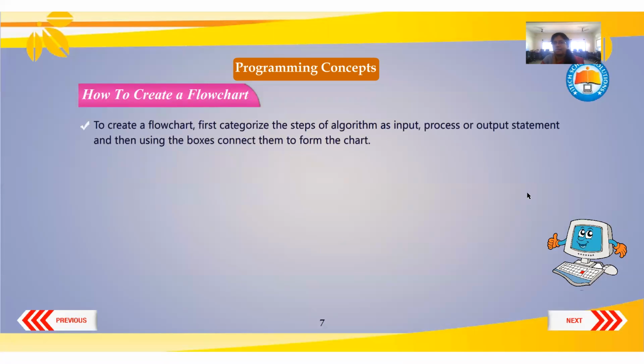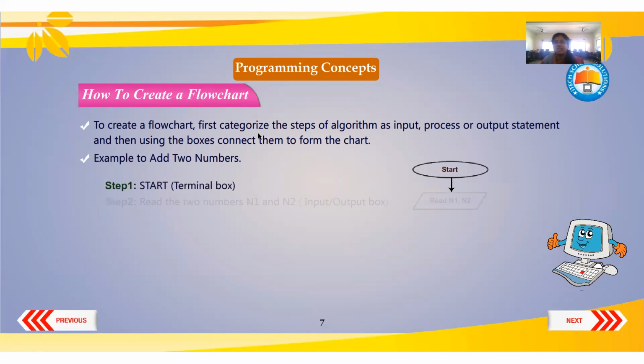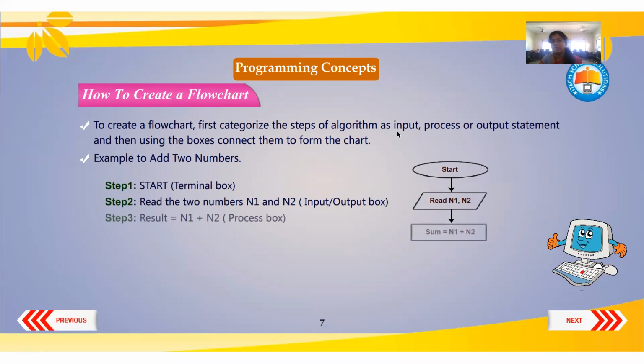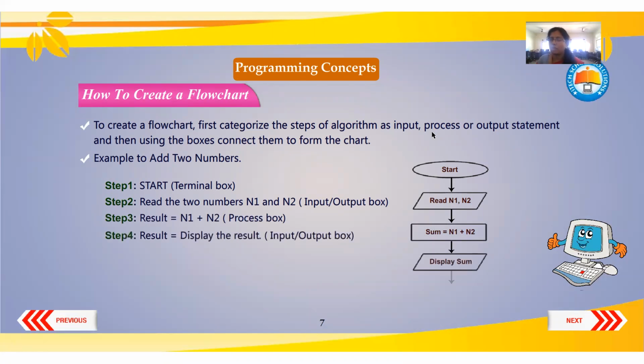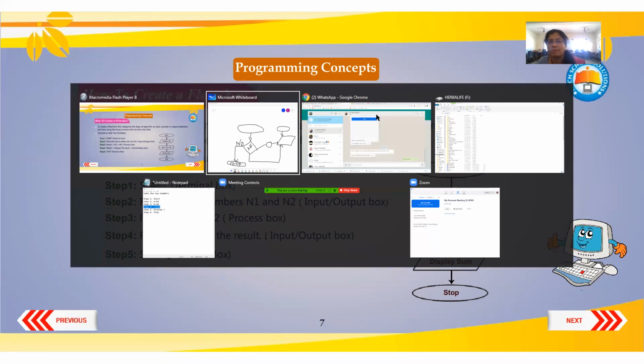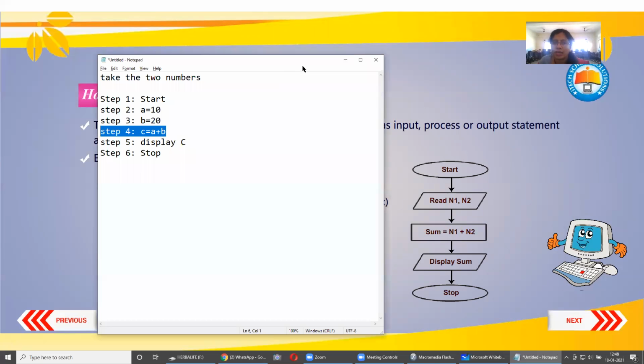Yes. So now let's see how to create a flow chart. To create a flow chart, first categorize the steps of the algorithm as input, process, or output statements. Every time you write a flow chart, make sure you prepare an algorithm, step-by-step instructions, properly. Then in those steps, you categorize which step is an input step. I'll take our notepad back again.